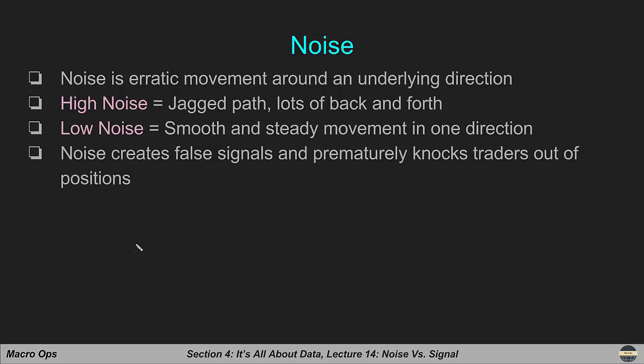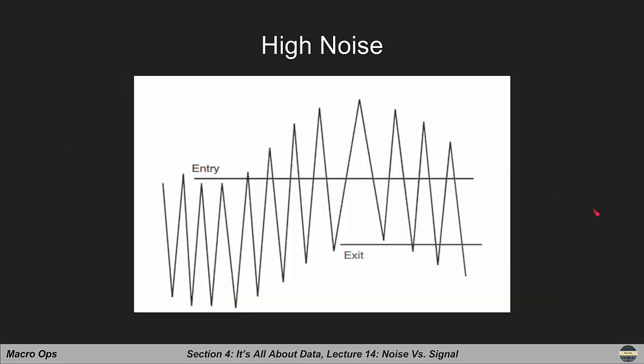High noise would be like a drunken sailor's walk, like we talked about in the random walk lecture, where it's just sort of mindlessly going up and down. And low noise is something that's very smooth and has a clear directional bias. Our job is to avoid high noise because it creates false signals and stop-outs and prematurely knocks us out of trends due to fake-outs. So here's a great example of what high noise looks like.